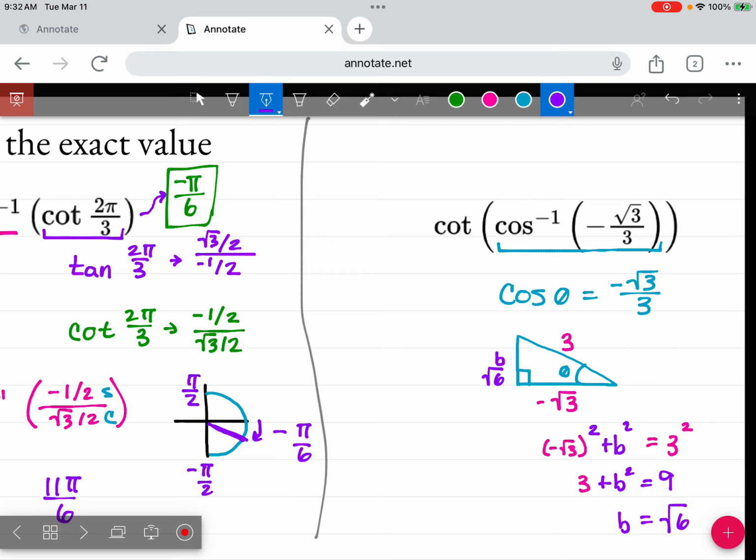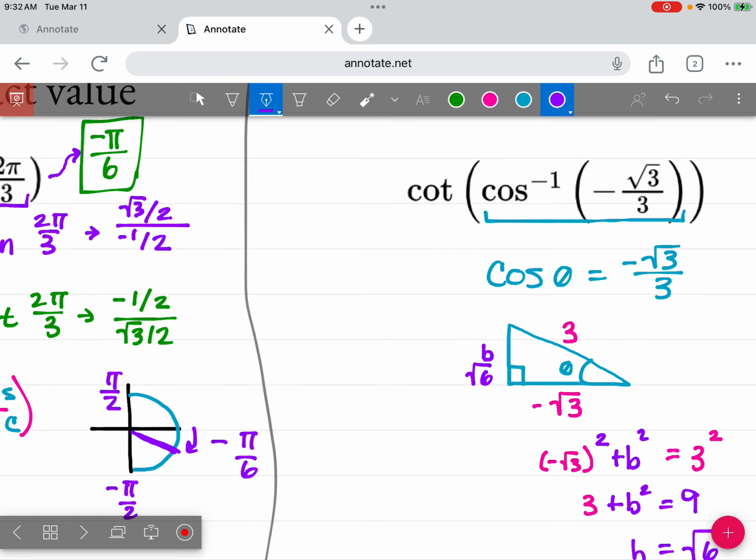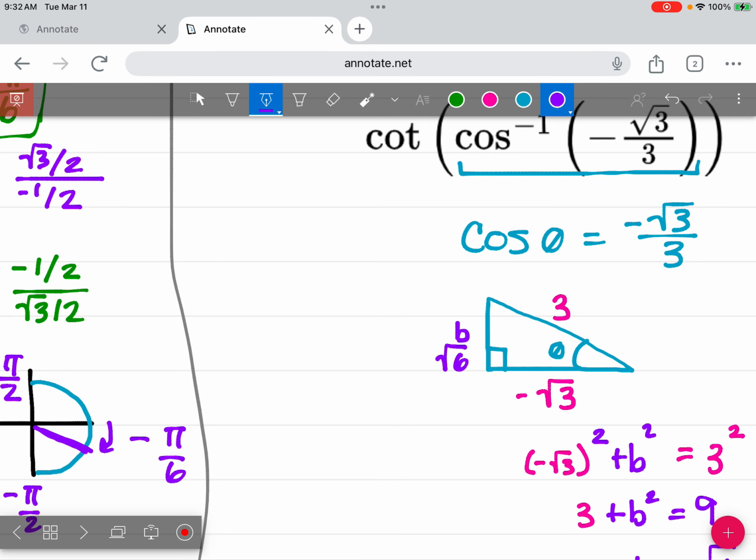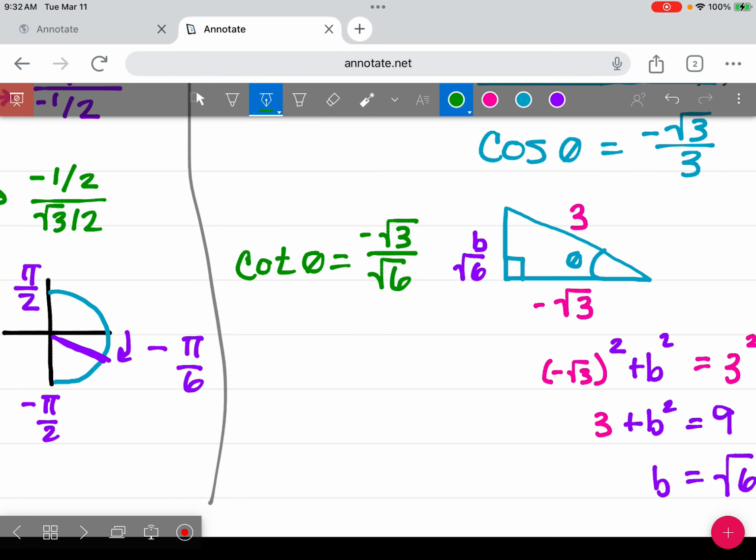So when we're looking to find cotangent of theta, we can use our triangle. We could find tangent and go from there. We can do it however we want, but we're trying to find our cotangent of theta. Tangent is opposite over adjacent, so cotangent is adjacent over opposite. So setting it up as a pure fraction, we're going to have our negative root 3 over root 6.